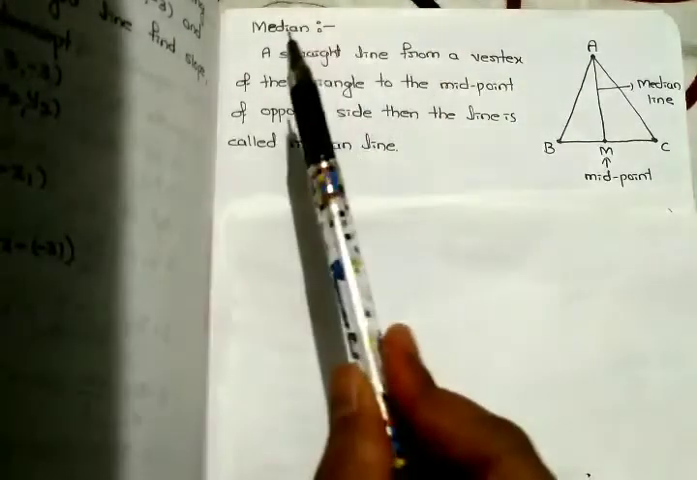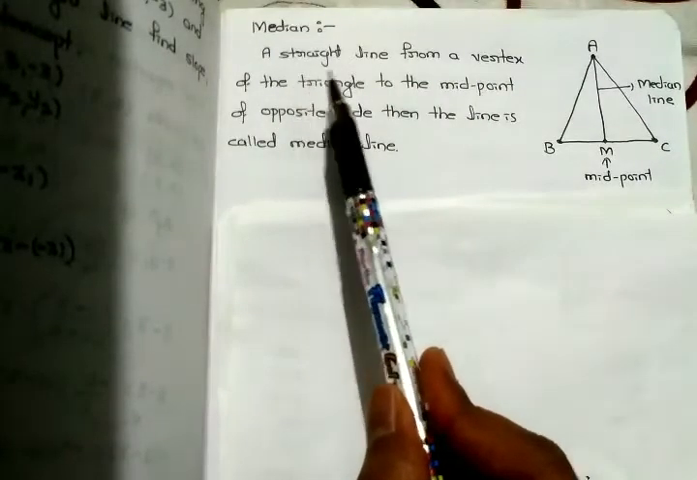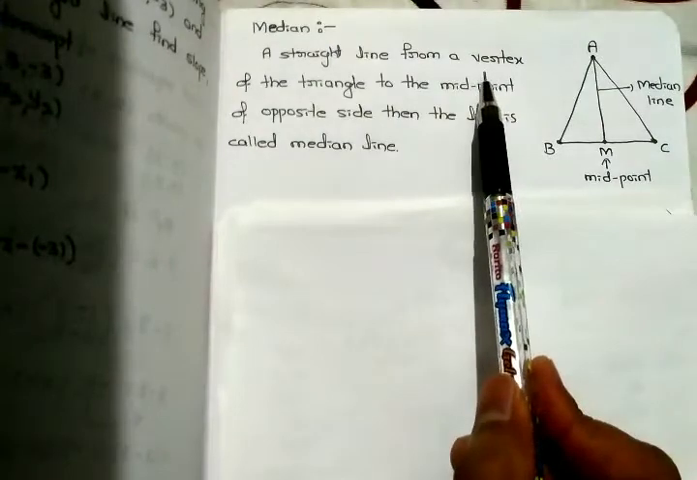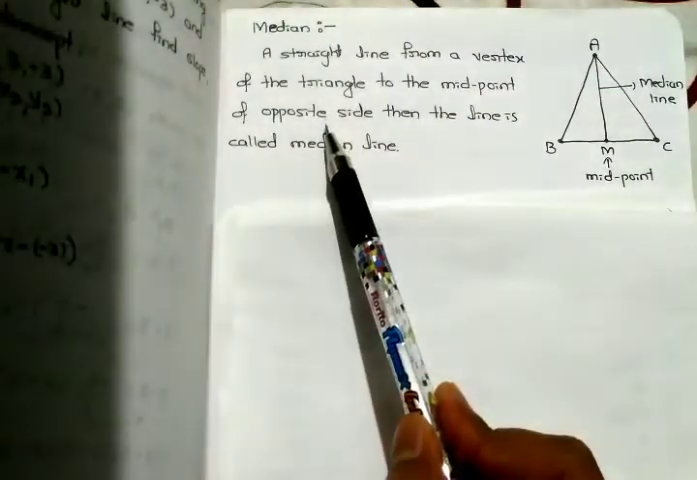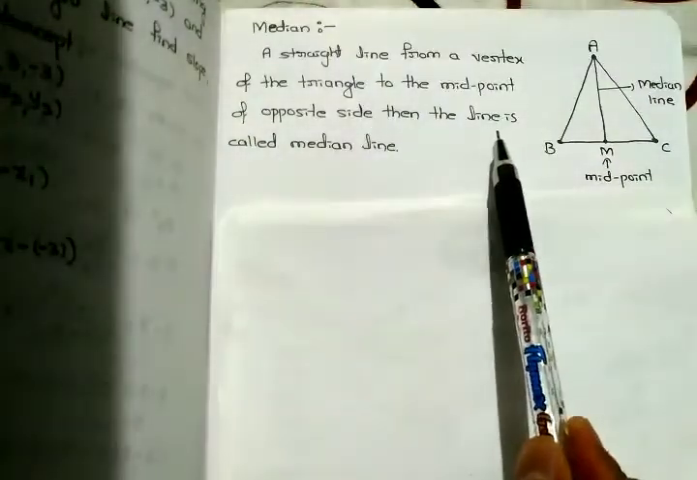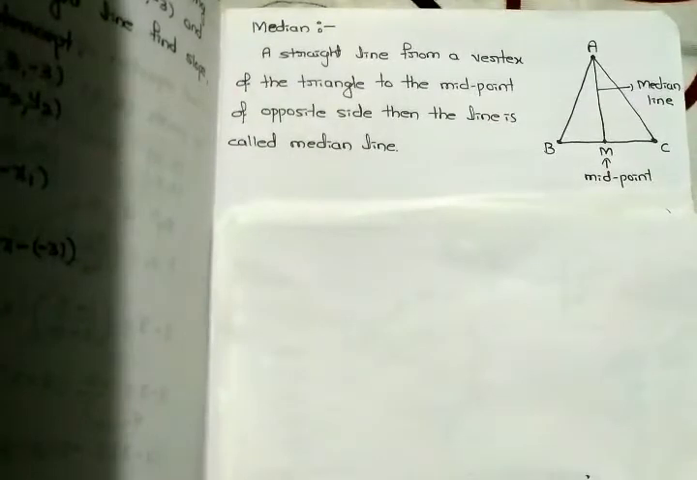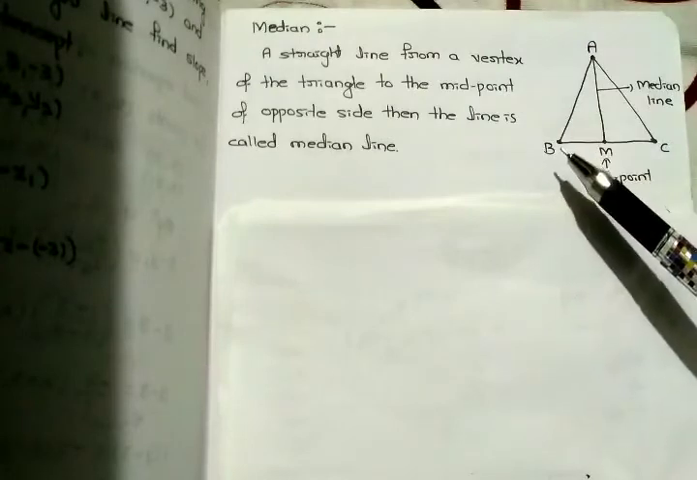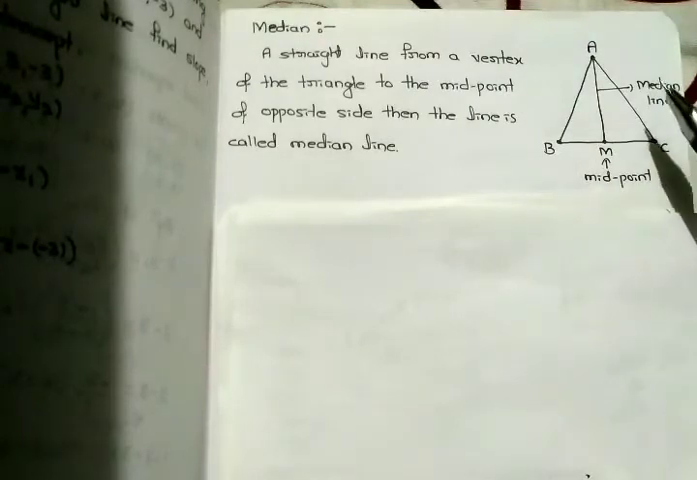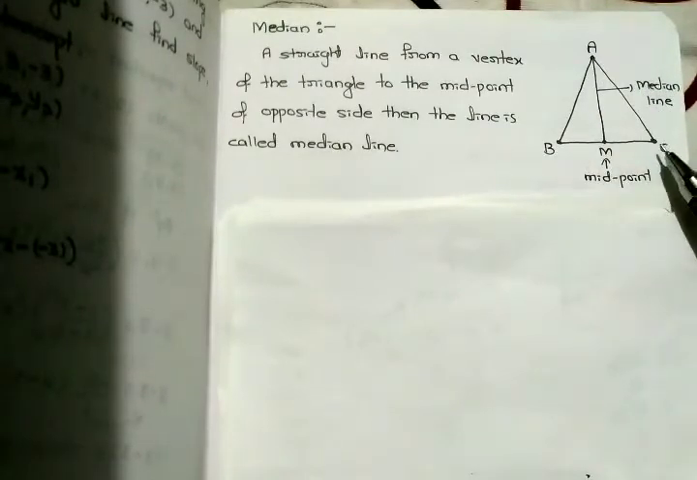Next, median. See, median definition is a straight line from a vertex from the triangle to the midpoint of opposite side, then the line is called what here? Median line. So here we need to consider one triangle. So this is the triangle ABC. See, in that triangle how many points will be there? 3 points will be there. One is A point, B point and C point.